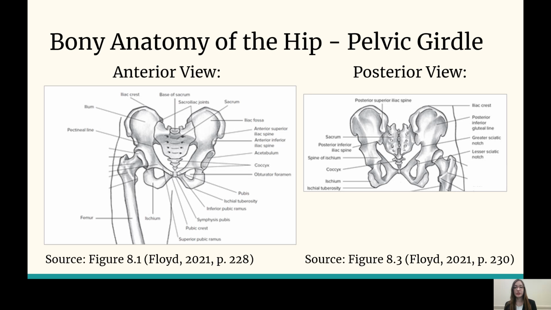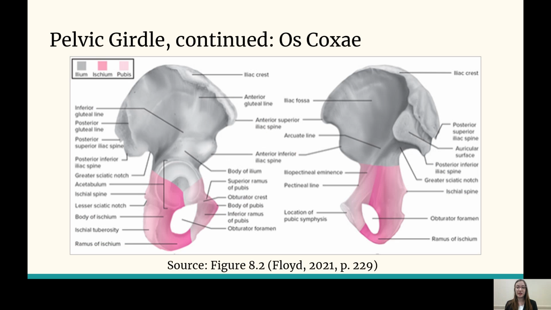Bones relevant to the hip joint include those associated with the pelvic girdle and femur. The pelvic girdle is made up of the two hip bones called os coxae, as well as the sacrum, which serves as the hip's posterior connection to the axial skeleton. The three segments of the os coxae include the ilium, which is located superiorly, the ischium, which is located posteriorly and inferiorly, and the pubis, which is located anteriorly and inferiorly.